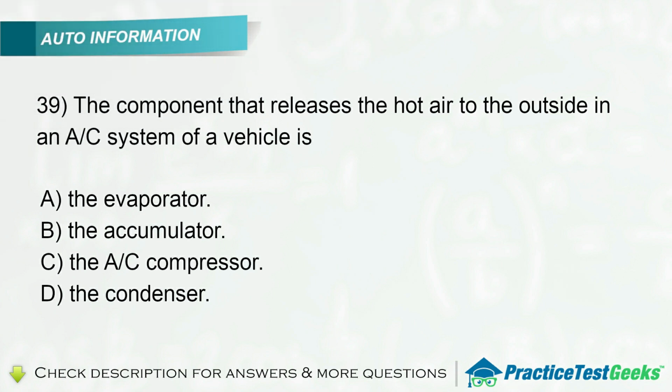Question 39. The component that releases the hot air to the outside in an AC system of a vehicle is A. The evaporator. B. The accumulator. C. The AC compressor. D. The condenser.